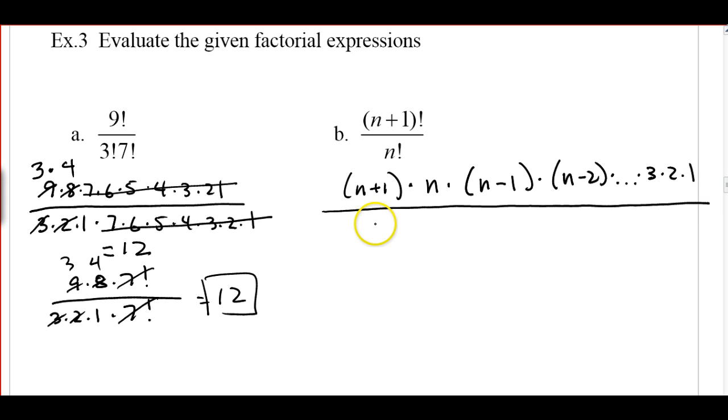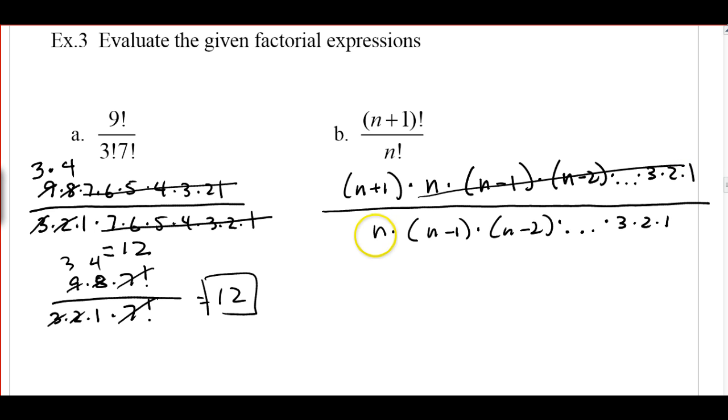Alright, and then n factorial is n times 1 less than that, n minus 1. 1 less than that, n minus 2. And again, I'm going to keep multiplying until I get all the way down to 3 times 2 times 1. I can see that in the numerator, I have all of this. In the denominator, I have all of this, so all of that's going to cancel. And I'm left with n plus 1.